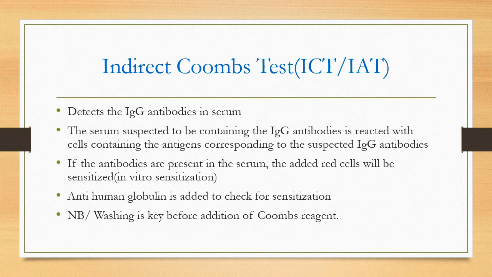The last one is the indirect Coombs test, which detects the presence of IgG in serum. We have serum that is suspected to contain IgG antibodies. We react this serum with red blood cells that contain antigens corresponding to the suspected IgG antibodies. If the antibodies are present in the serum, then the added red cells will be sensitized. This is called in vitro sensitization. Then we wash, and then we add our anti-human globulin to check for sensitization.